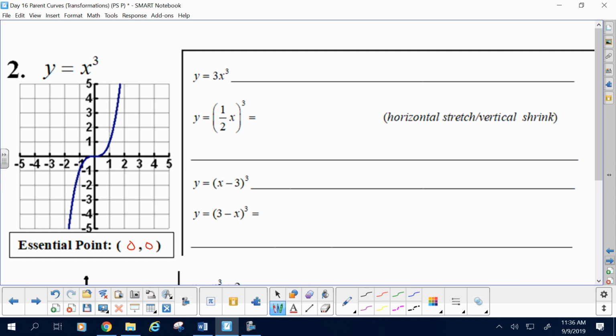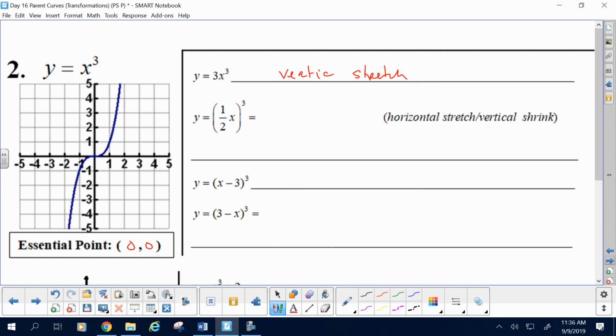So this 3, it feels like it's not in the cube because there's no parentheses. It's outside the function. If it's outside the function, it changes the y. So is that a vertical or horizontal? Vertical, and a stretch or a squish? Stretch. Amplitude. Okay? Cool.